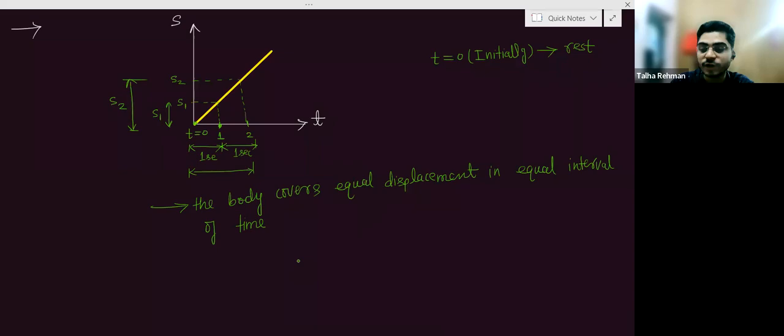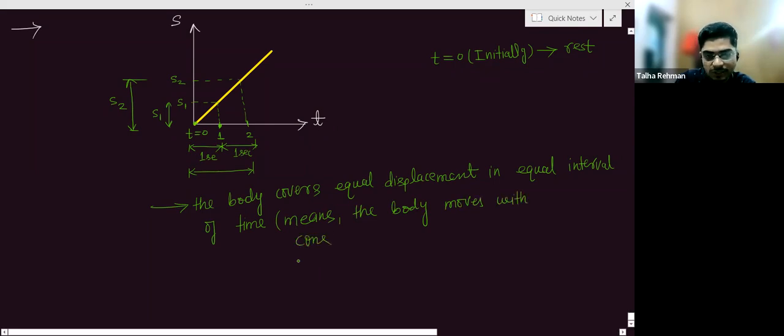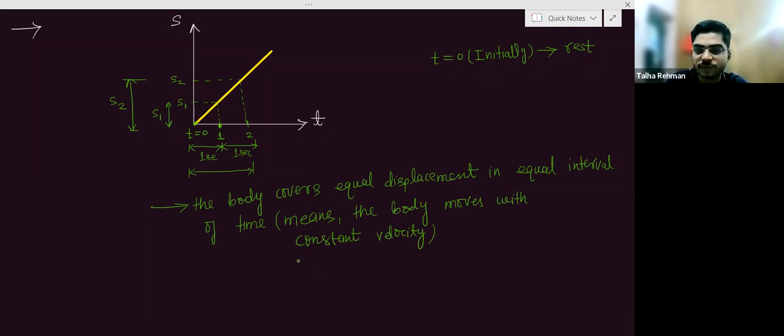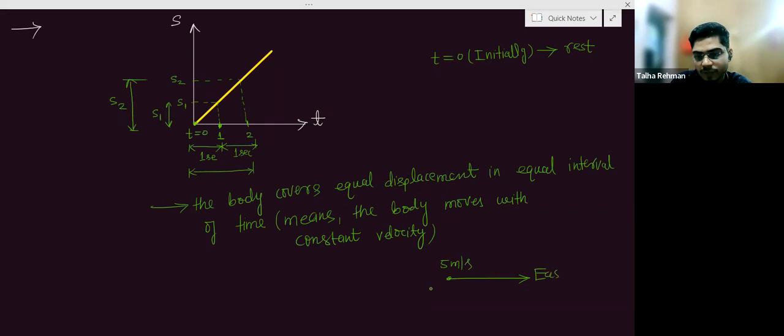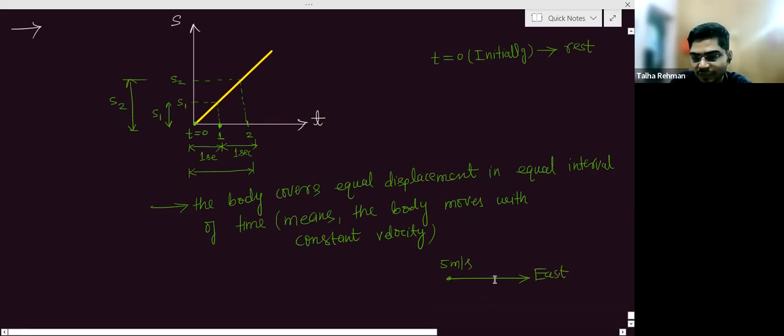the body is moving with constant velocity. It means there is no change in the direction of the velocity, and no change in the magnitude of the velocity. For example, a body is moving along a straight line with a speed of 5 meters per second along the east direction. It means this body will continue to move in the east direction.